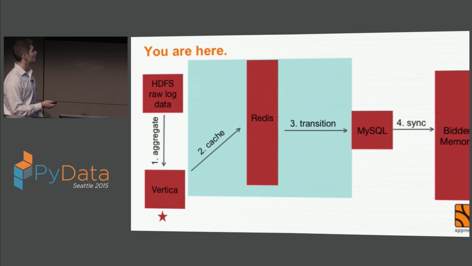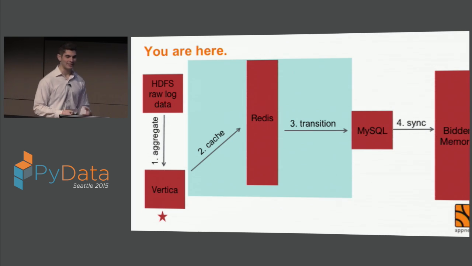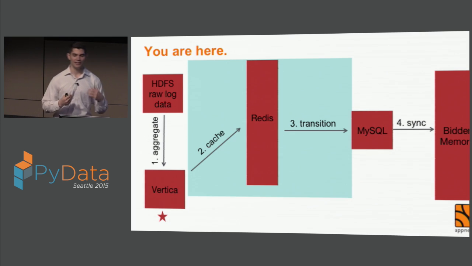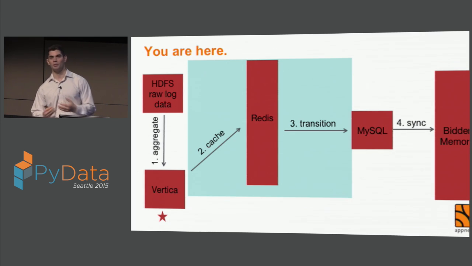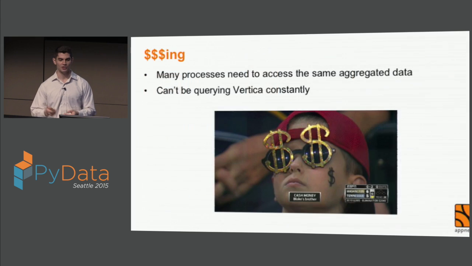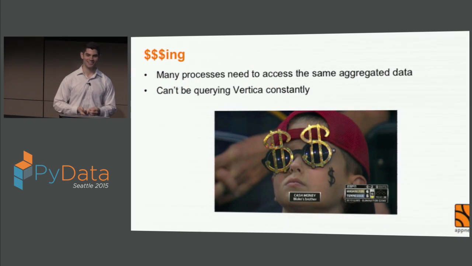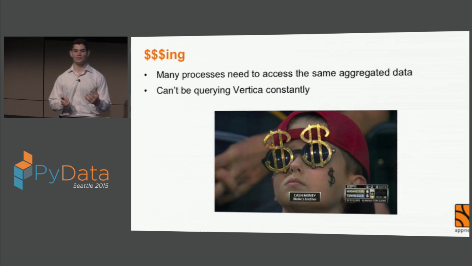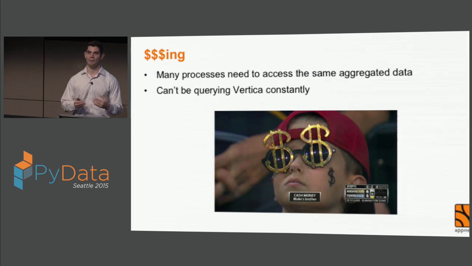Great. So we're here now. Our data's in Vertica. It's aggregated in a neat way. It's time to run our army of Python processes that read in this data, do some crunching, do some manipulation, and then cache it. So, cache money. As I was saying, there are lots of processes that need to access the same aggregated data.